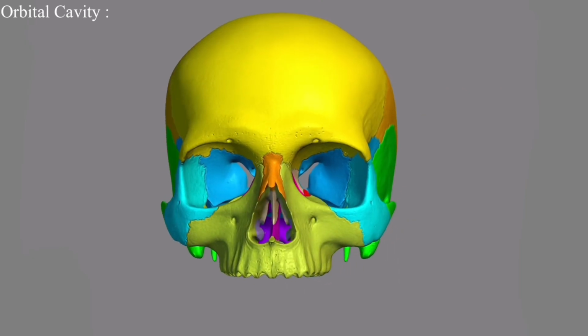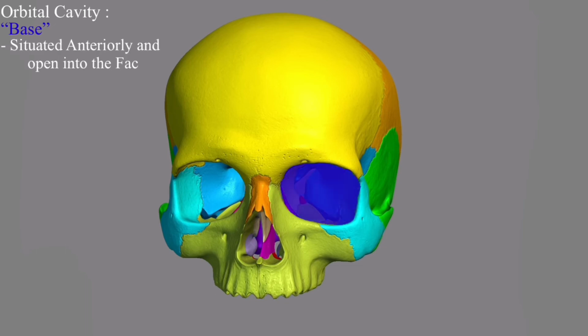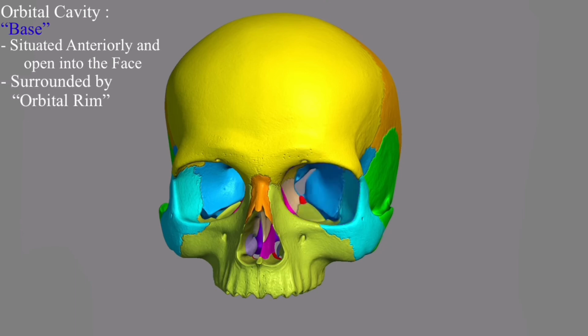Last is the base of the orbital cavity. Just like the apex, the base is also an opening, but the base is situated anteriorly and it opens into the face, as you can see. And this base is surrounded by the orbital rim. This is the orbital rim surrounding the base of the orbital cavity.